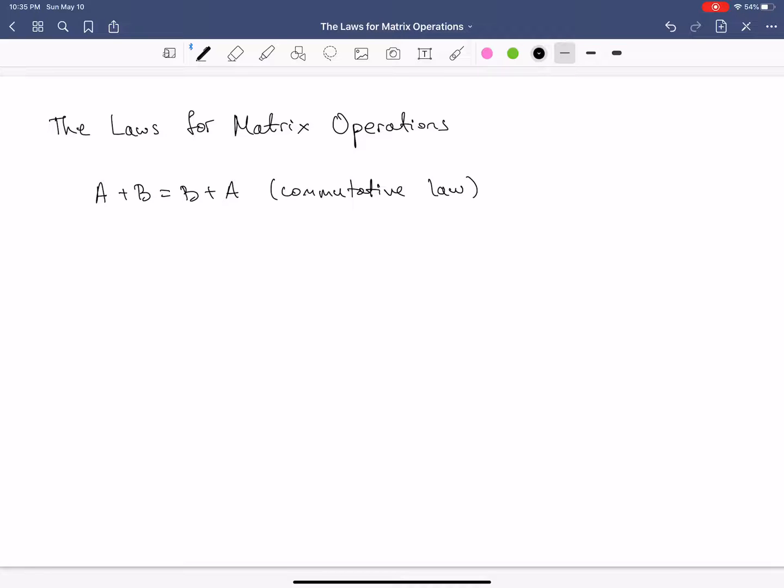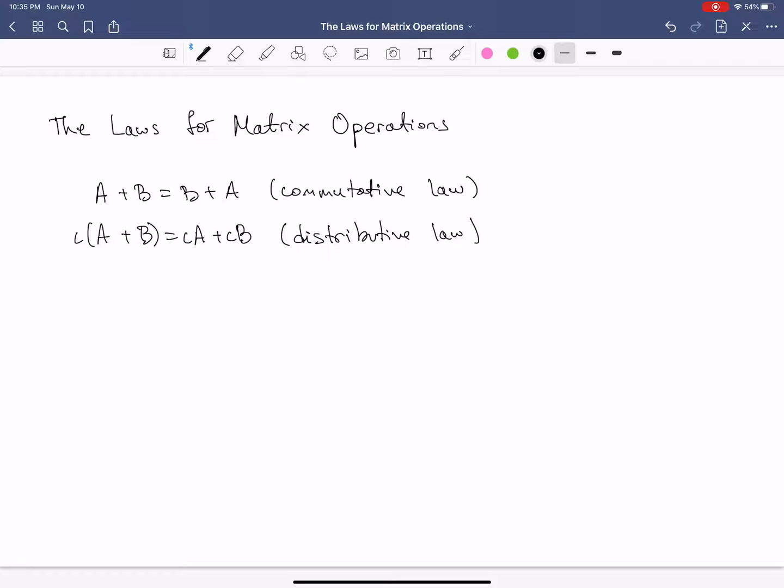Now, what if we multiply the sum by some constant c? Well, we could first carry out the addition and then multiply by c, or we could first multiply the matrix A and the matrix B by that constant c and add the result. This is called the distributive law. So this constant scalar multiplication is being distributed over the sum.